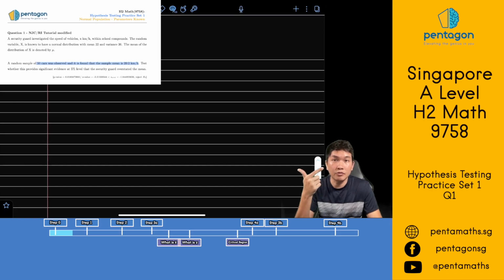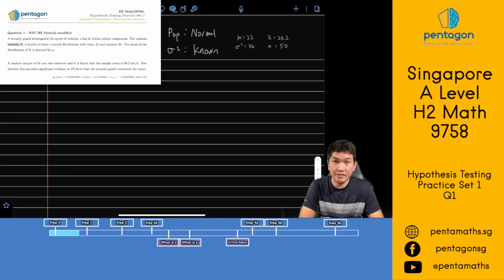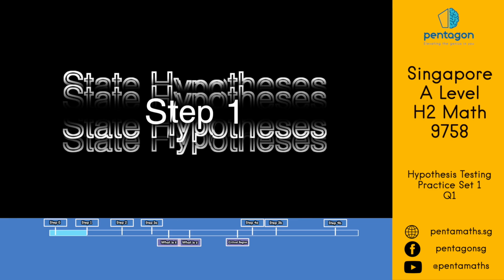mean is 20.2. So I might just write down all this information somewhere on my foolscap paper, then I don't need to toggle back and forth between question paper and foolscap paper. So let's do that. Now that I've written this down, let's do some definitions. Before I can even call on x bar, I need to define what exactly is x. But in the case of this question, it has very nicely defined for us what the random variable x is, so we can skip that step. Now let's move on to step 1.